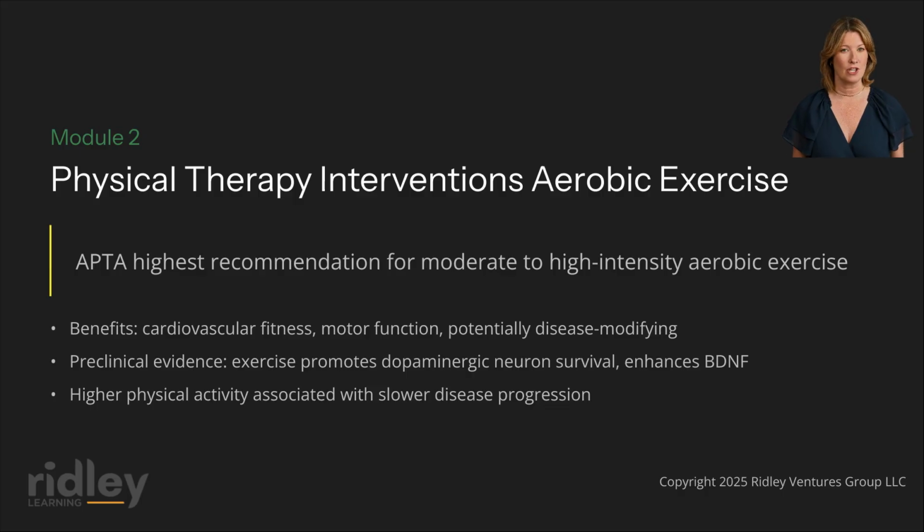The physiological rationale for aerobic exercise in Parkinson's disease extends beyond general cardiovascular conditioning to encompass neuroplastic mechanisms that may underlie disease-modifying effects. Preclinical evidence suggests that aerobic exercise promotes dopaminergic neuron survival, enhances neurotrophic factor expression, and improves mitochondrial function in the basal ganglia. Animal models of Parkinson's disease demonstrate that exercise increases brain-derived neurotrophic factor, or BDNF, levels, promotes synaptogenesis, and enhances dopamine synthesis and release in surviving neurons.